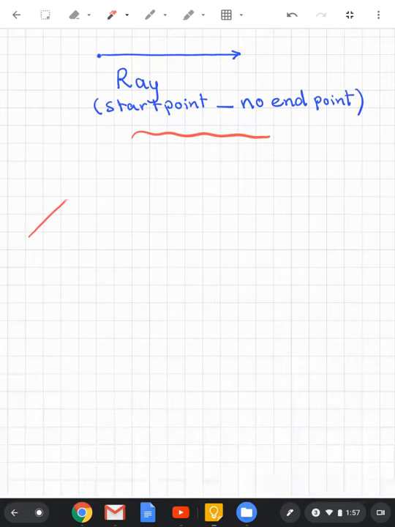What if I have a shape like this? This is also a line. Yes, it has two arrows in the two directions, so this is a straight line. It has no start and has no end. What if I have one like this? It has a start point but no end point. This is a ray.